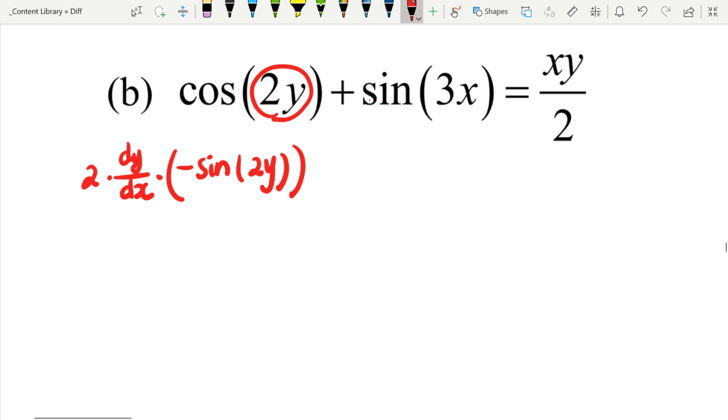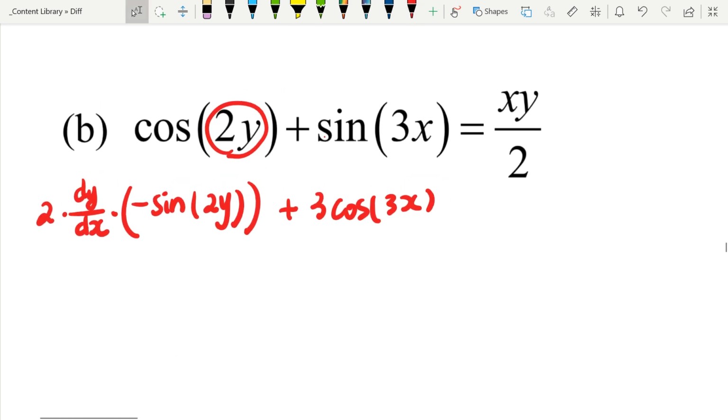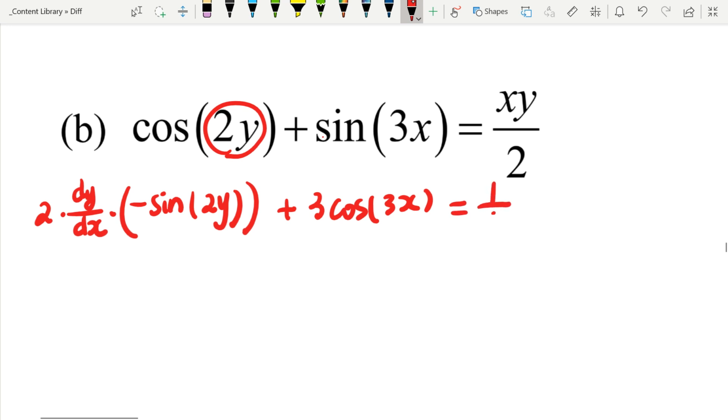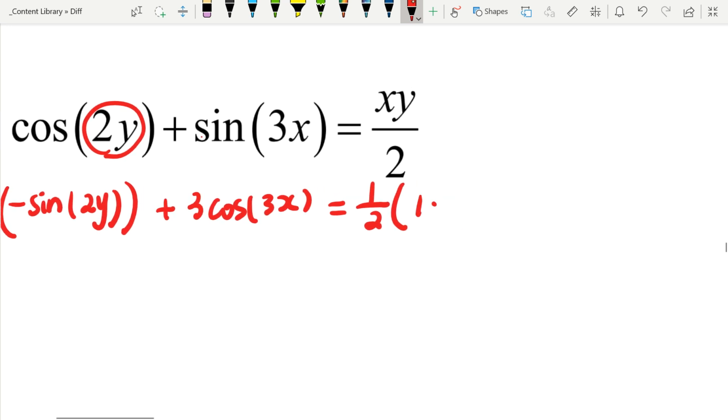Now we want to differentiate the sine 3x. Well, that's normal. That's just 3 cosine 3x. When you meet x, it's just as normal. And equals a half. You want to differentiate x times y. What rule do you need to use? Product rule. So we will diff x first. So that's 1. So you get 1 times y. Now you will keep the x. You differentiate y. What do you get? 1 times dy dx.